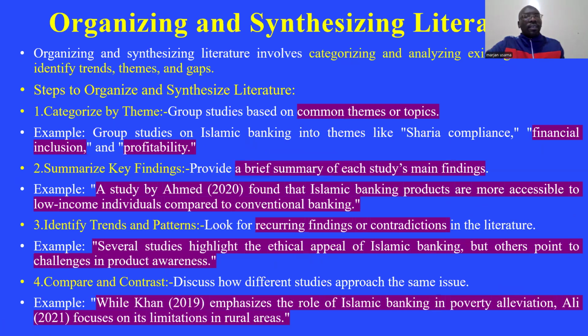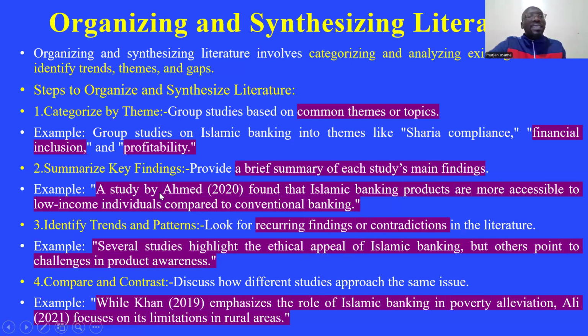Now, this is also another example of synthesizing literature. Organizing and synthesizing literature involves categorizing and analyzing existing literature to identify trends, themes, and gaps. What you normally do is categorize by theme: group studies based on common themes, studies that are related, and put them in a folder. Then you have to summarize key findings, a brief summary of each study's main finding.